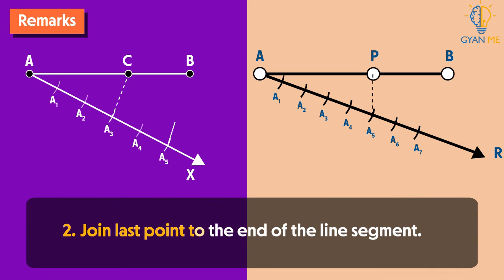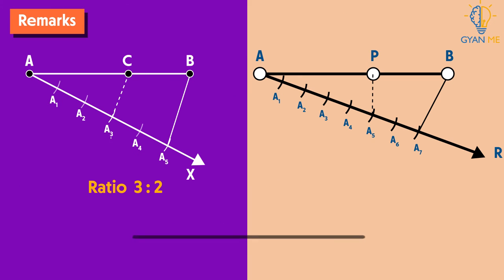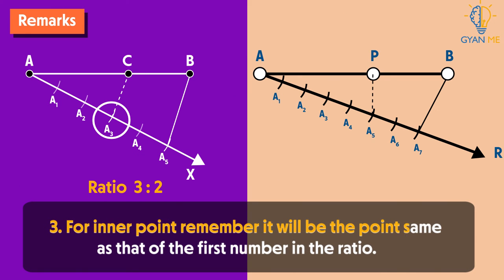Join the last point to the end point of the line segment. Here we did A7 to B. For the inner point, remember it will be the point same as the first number in the ratio. Like here, we took 4 as the inner point as the first number is 4 in the ratio 4:3.